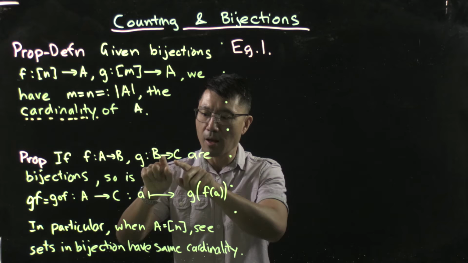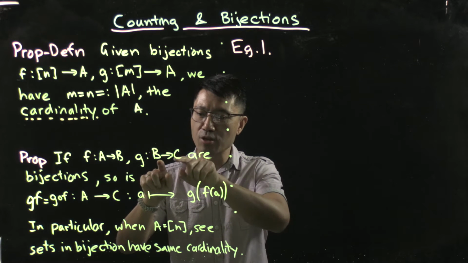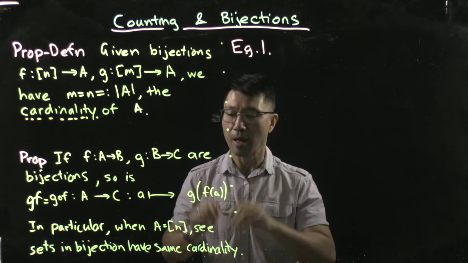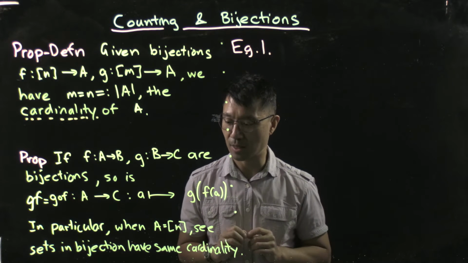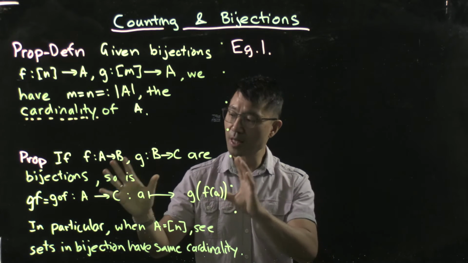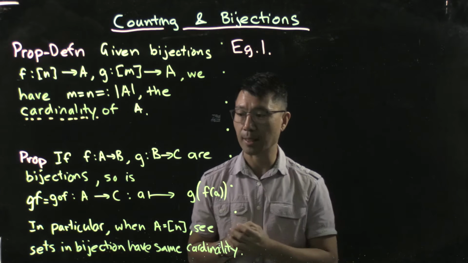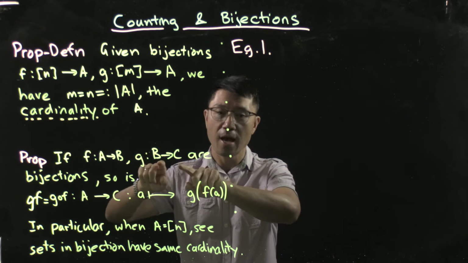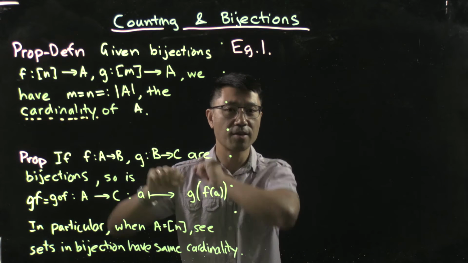So that means that if B has n elements, and you have a bijection from B to C, so these two sets B and C are in bijection, then they will have the same cardinality. So if B has n elements, then C also has n elements. That's often a useful trick for counting elements in a set. Sometimes you have a bijection between two sets, and in one of them it's easier to count than the other.